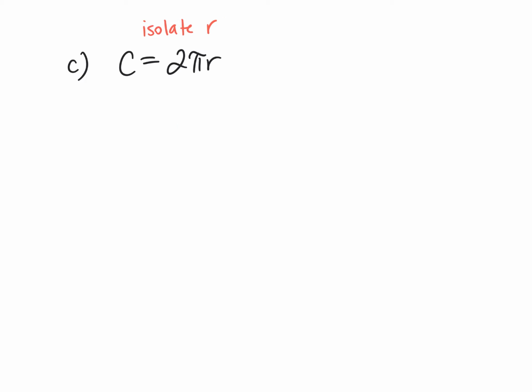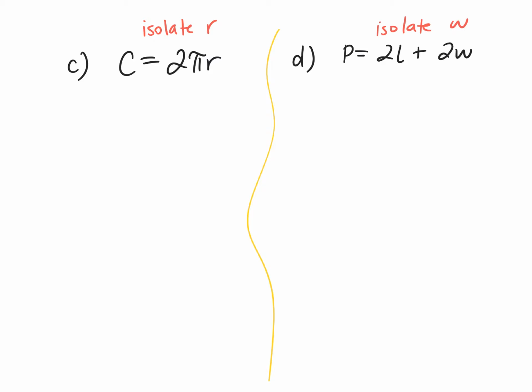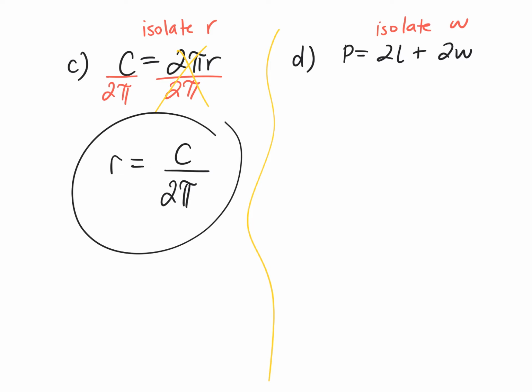Isolate R. Get R by itself. And then for the next one, this one's a little harder. Isolate for W. So we have to isolate R, so we're going to get rid of the 2 pi to get R by itself. Opposite operation. So on the left side, we have to divide by 2 pi. So R equals C over 2 pi. Raise your hand if you got that.